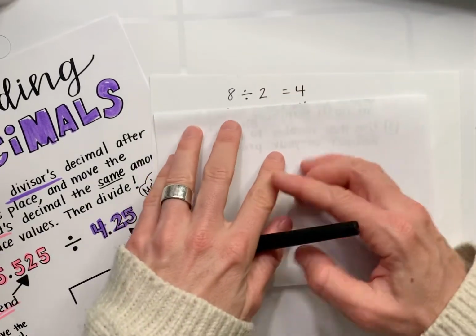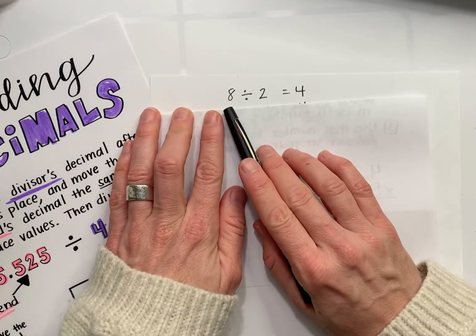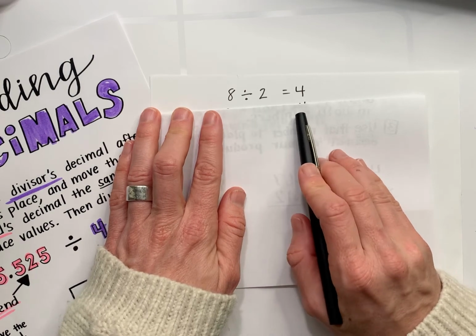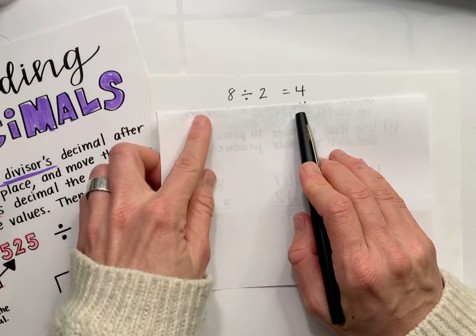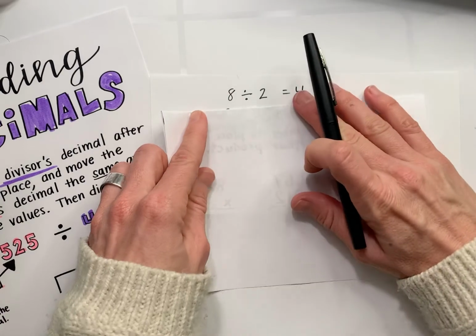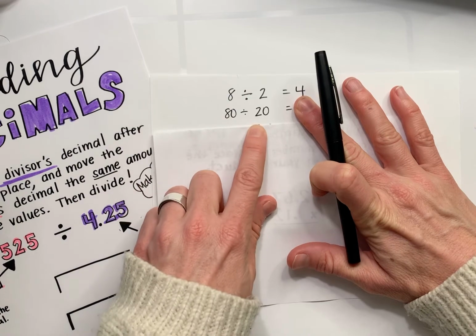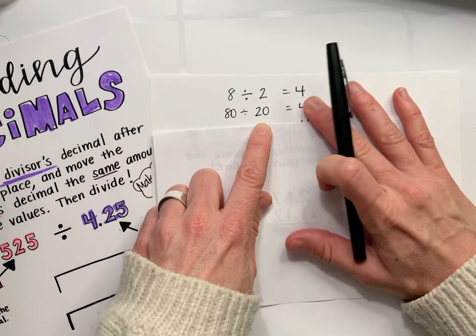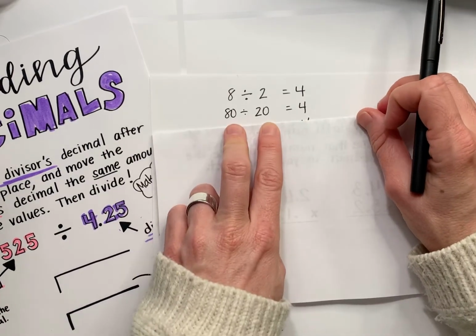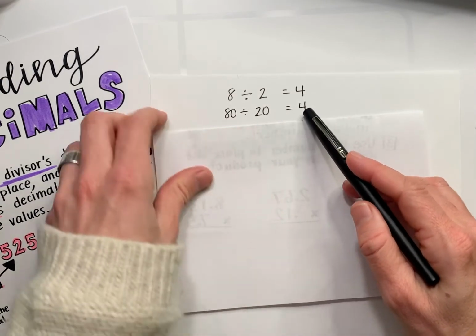Okay, so we're going to start here with something very simple, a more simplistic problem. If I have 8 cookies and I'm dividing them amongst 2 people, me and my friend, we're each going to get 4 cookies. Now what if I were to increase both of these by a factor of 10? So instead of 8 divided by 2, what if I had 80 divided by 20? I have 80 cookies and I'm dividing them amongst 20 of my friends. We're still going to get 4 cookies each. So it didn't really matter that these are now 10 times greater, because they're both increased by the same scale factor. The quotient remains the same.